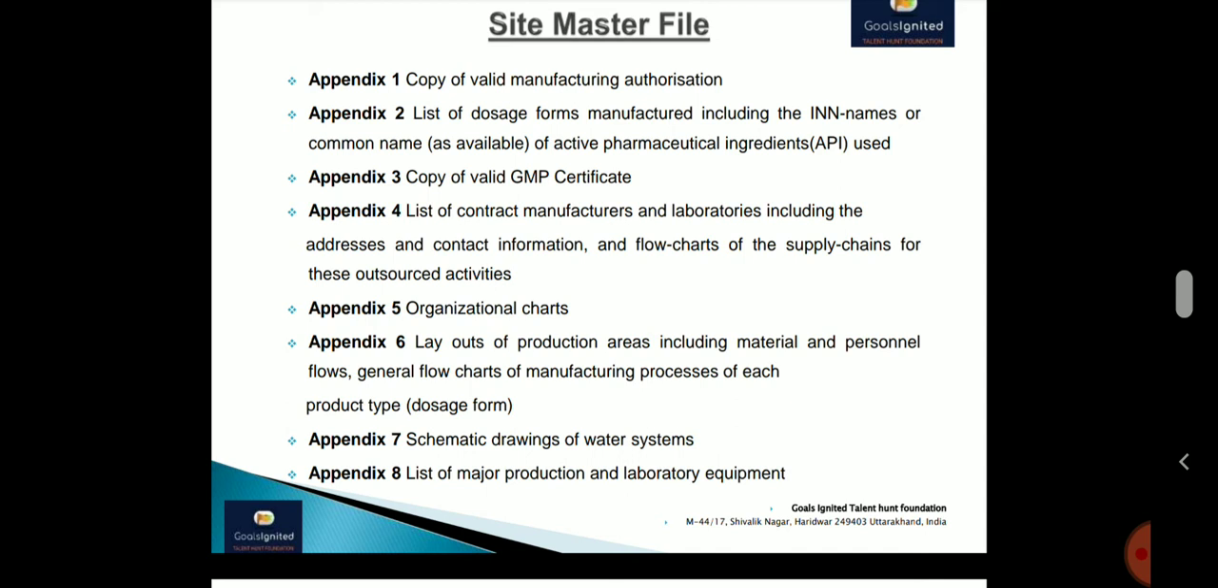Then these are the appendices generally enclosed with the site master file: a copy of the valid manufacturing authorization, and the list of dosage forms manufactured including the INN names of the products and everything. Then a copy of the valid GMP certificate, then the list of contract manufacturers and laboratories including the address and contact information, and flow charts of the supply chains for these outsourced activities.